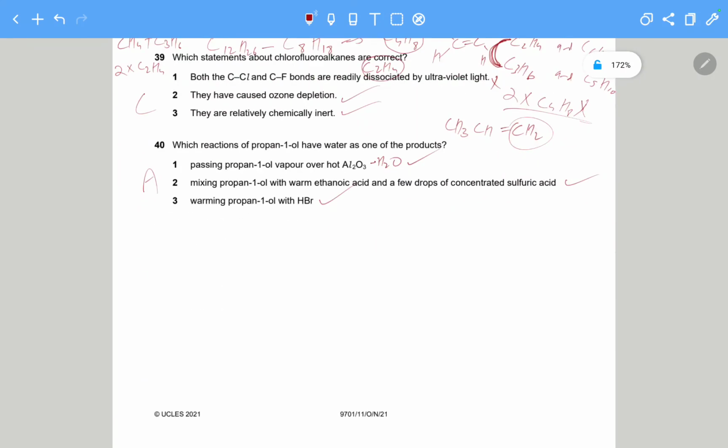So this was the October-November 2021 paper 11, and this is how you solve these types of questions.